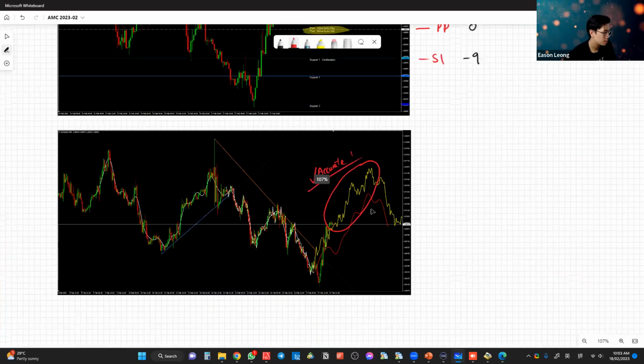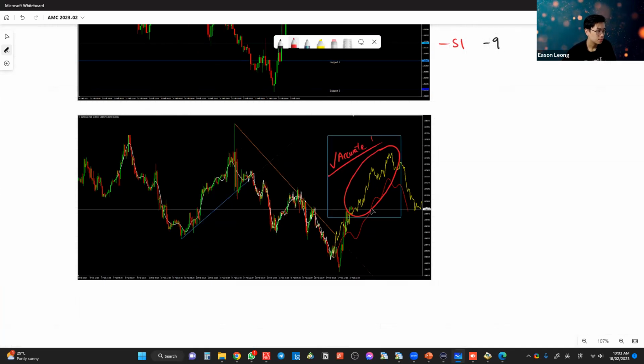Sorry, how to get the yellow AI predictor? You just right click, template, basic SNR trading.